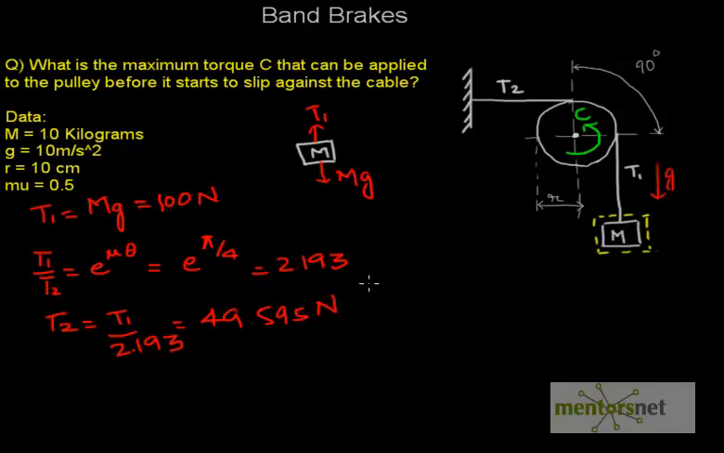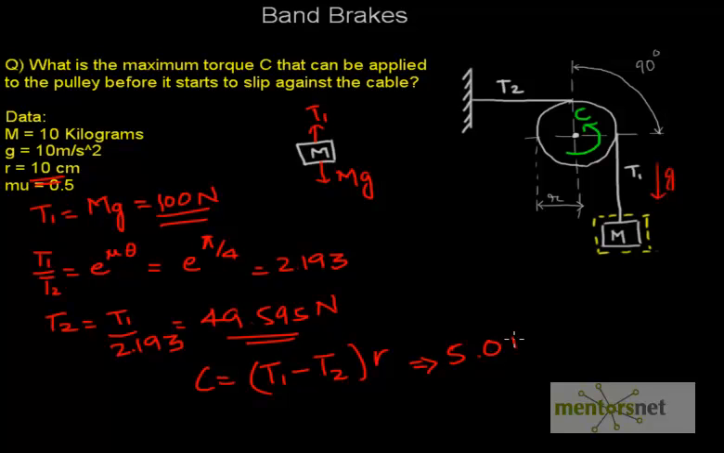49.595 newtons. Now simply from the condition that the pulley is in equilibrium, we can say that C is equal to (T1 minus T2) into R. We know the value of T1, we know the value of T2, and we know the value of R. So all we need to do now is put these values in to find out that C is 5.04 Newton meter. Now this is the maximum amount of torque that can be applied to this pulley, and this pulley will still remain stationary.